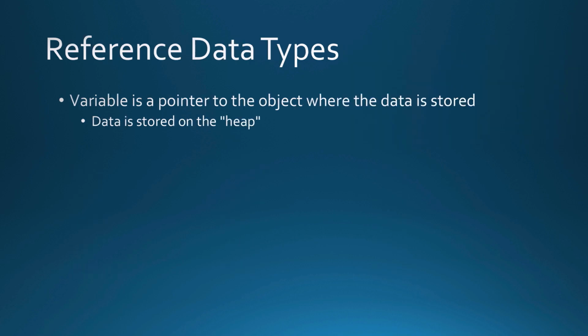We also have reference data types. This is a variable that is simply a pointer to the area on the heap where the data is stored. So these are things like objects, strings, and the dynamic keyword as well.